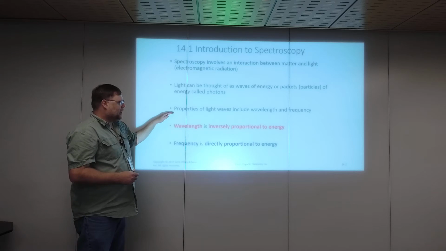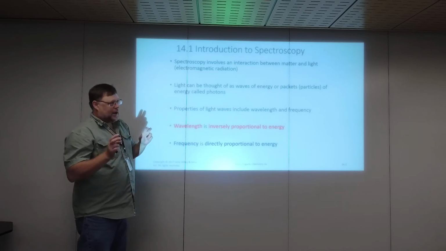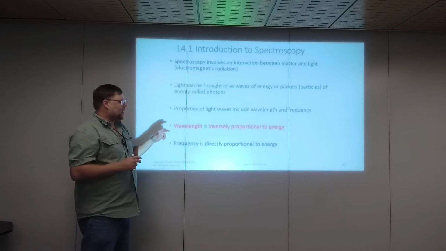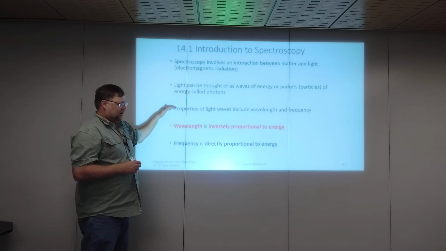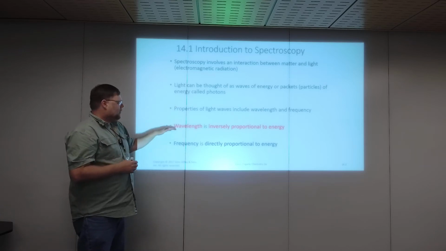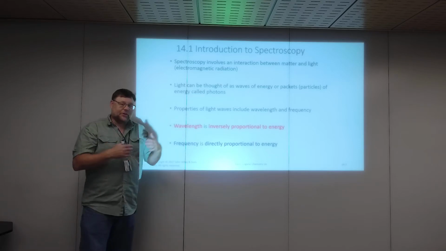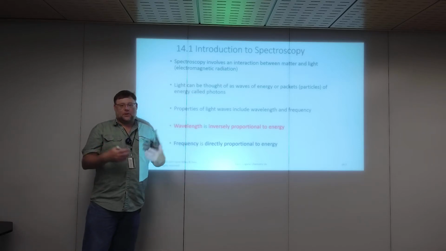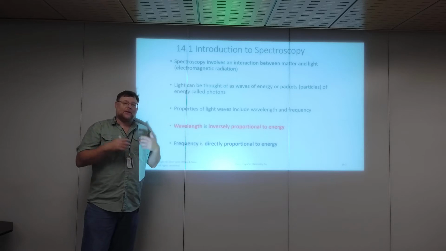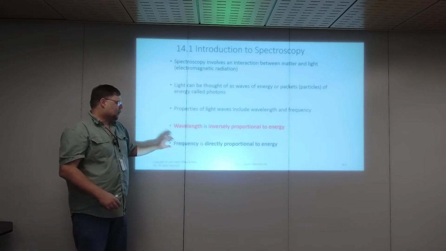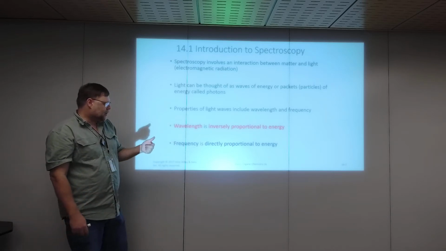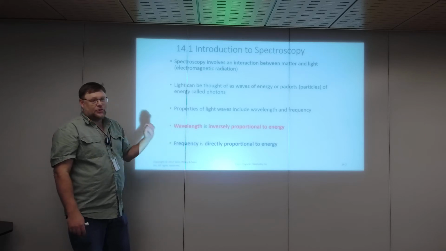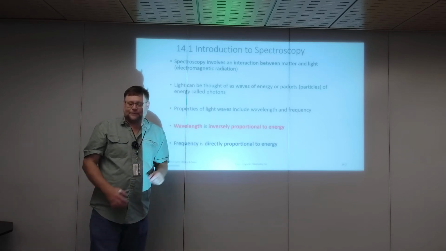You guys probably know that light is a wave. If you treat the wave property of light, you've got wave properties like wavelength and frequency. Wavelength is inversely proportional to energy, so the longer the wavelength, the lower the energy. Shorter wavelengths mean higher energy. Frequency is just the reverse of that, or the reciprocal of that. Frequency is directly proportional to energy.